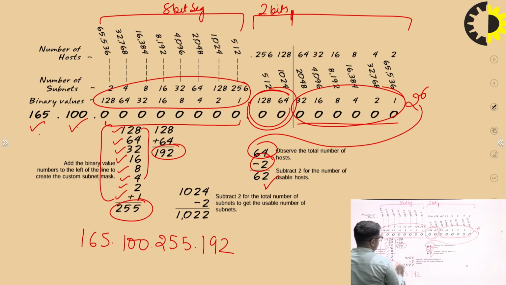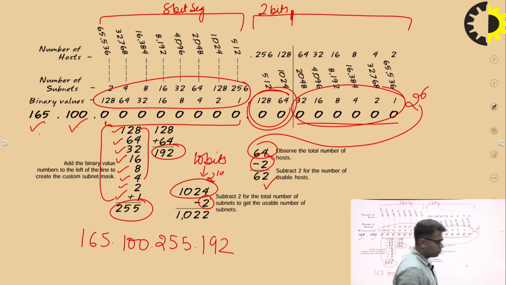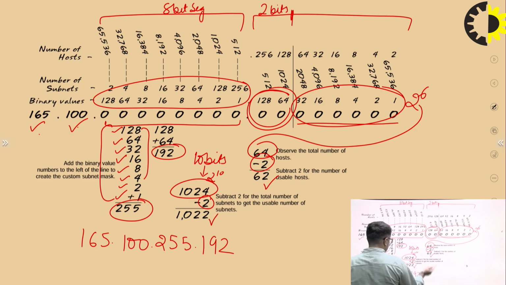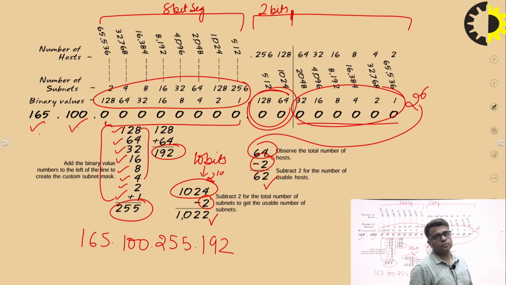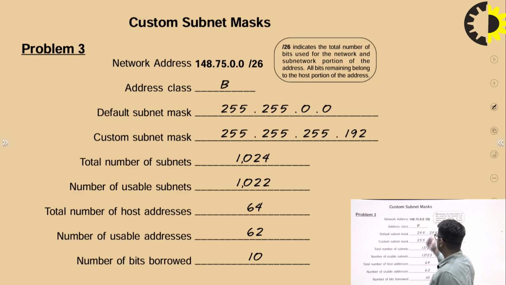Similarly, we have borrowed 10 bits. So 10 bits means 2 raised to power 10, that means 1024 subnetworks are created. 2 of them cannot be used. Again, the same reason: all zeros and all ones cannot be used. So we are left with 1022 subnetworks. Okay. So in this way, we can create multiple subnetworks inside a larger network. So there is another question in this.